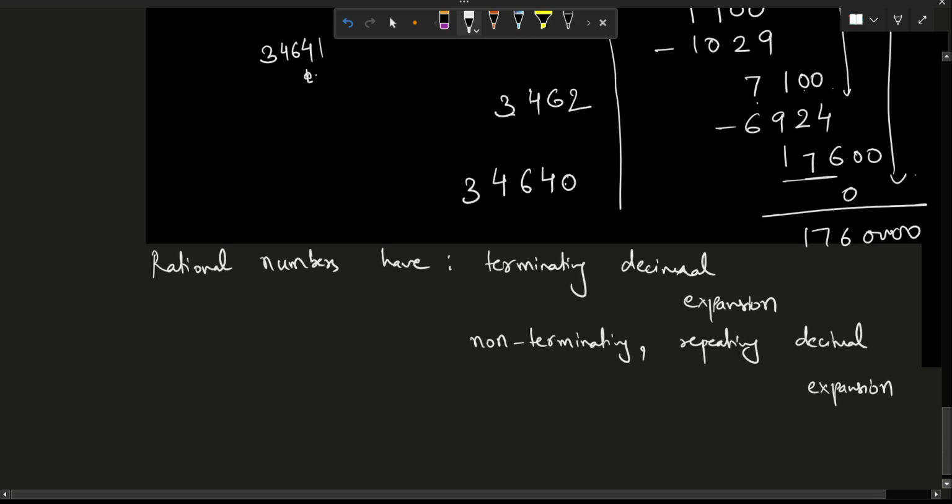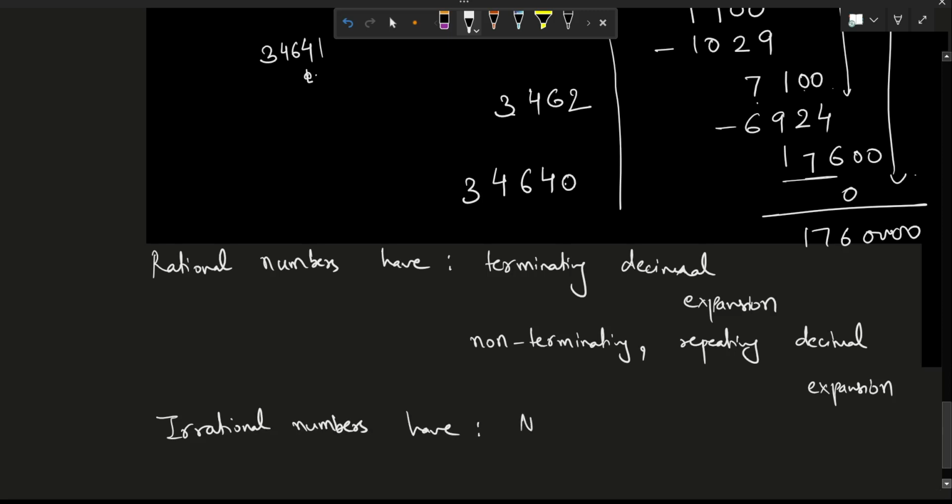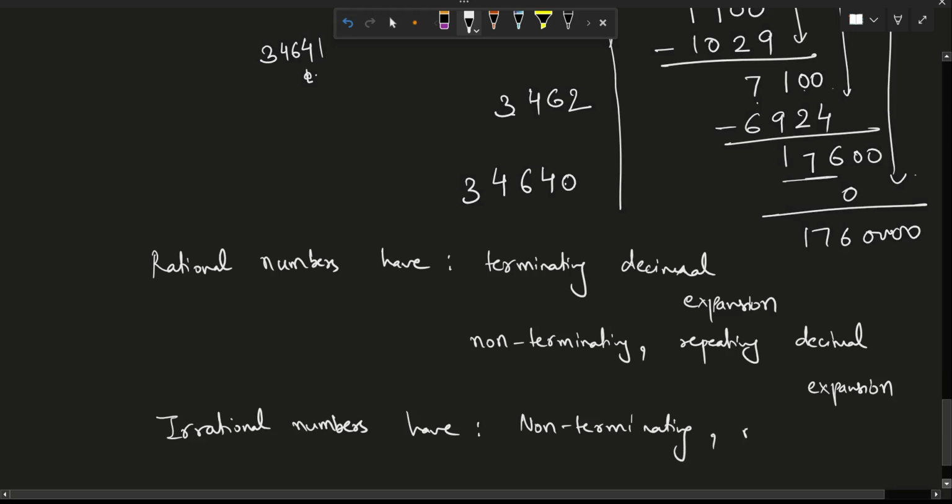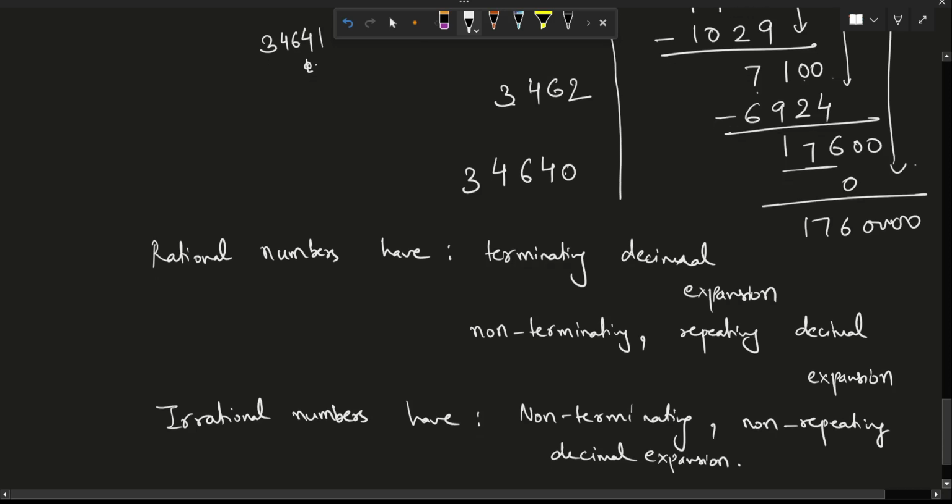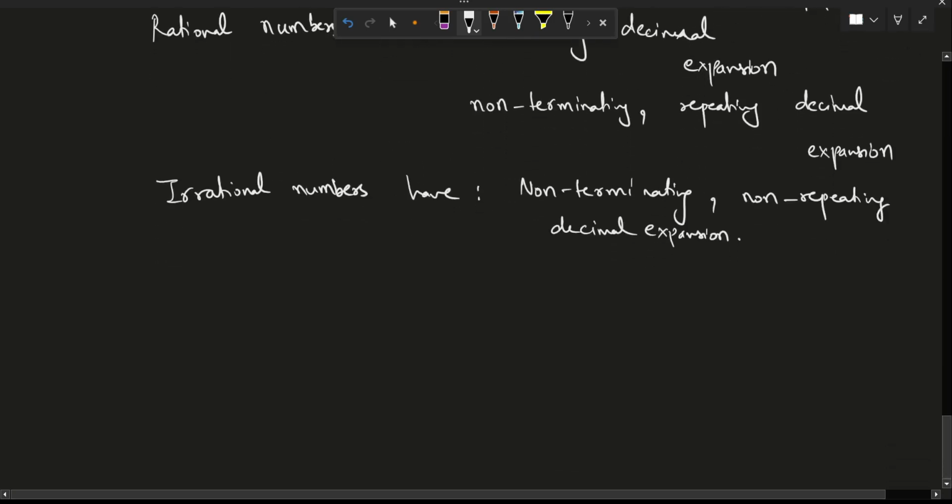If we talk about irrational numbers, they have non-terminating and non-repeating decimal expansion. I hope this concept of terminating and non-terminating decimal expansion is clear to you all, because it is very important. There are questions which are based on this.